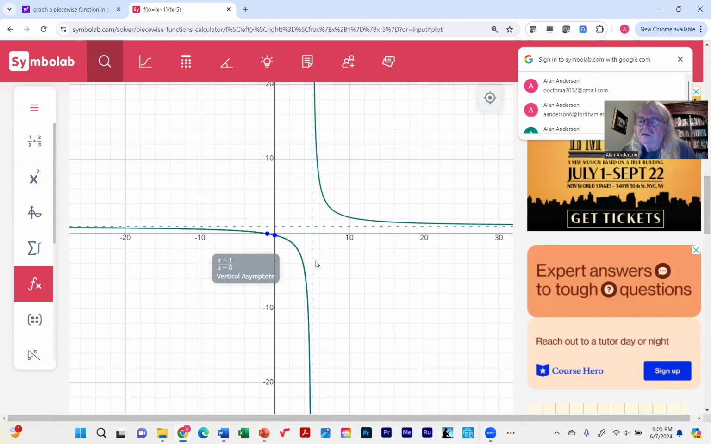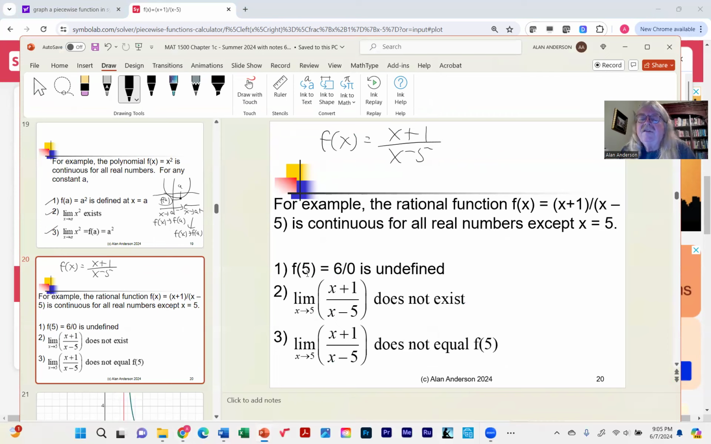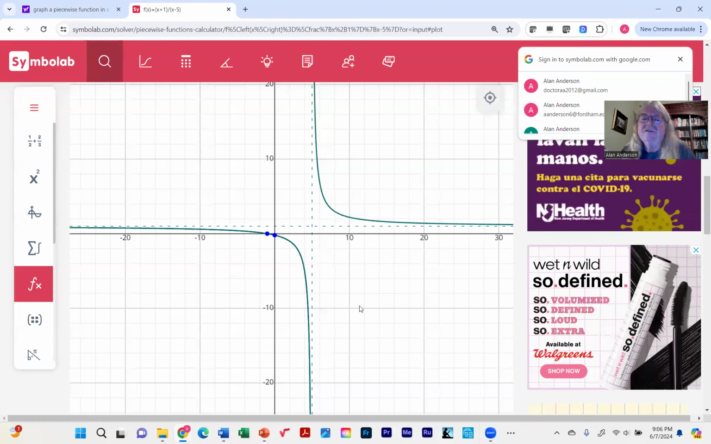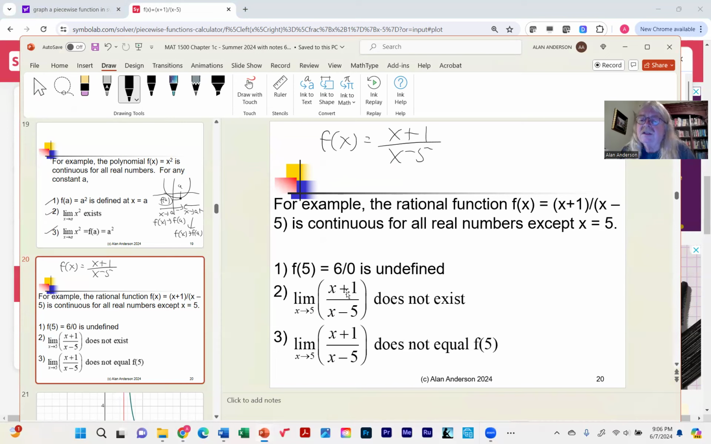At five, there's a break. In fact, the function itself changes dramatically, but that's the only point where we have a discontinuity. You can see f of five is undefined already. It's not continuous. The limit is different coming from the left and the right, so this two-sided limit does not exist. And it also doesn't equal f of five because it doesn't exist. So this is clearly not a continuous function.